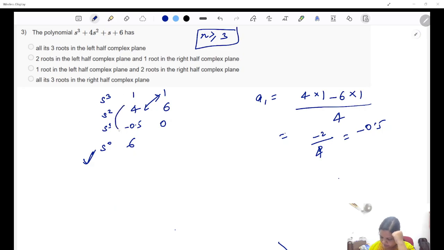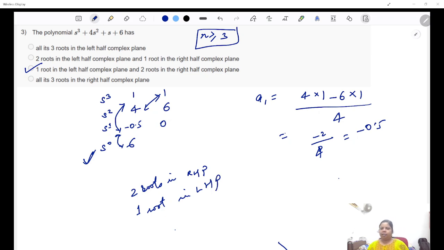When you come from here to here and when you come from here to here, there are two sign changes, so 2 roots in the RHP and 1 root in the LHP. How did we say 2 and 1? Because in total it has to be 3, and since there are two sign changes, 2 of them lie in the right half of the S plane and 1 root lies in the left half of the S plane. Alright, that is why this is the correct option.